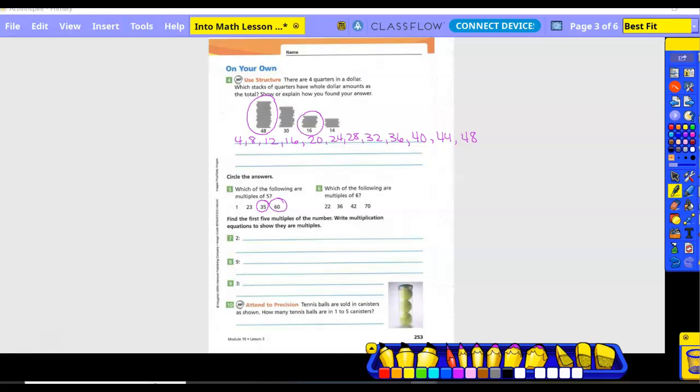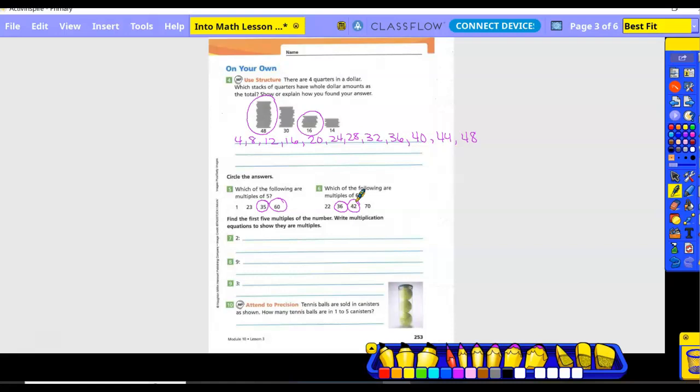Okay, number 6. Which of the following are multiples of 6? So we're going to start with what, guys? 6. So 6, 12, 18, 24, 30, 36. Oh, circle 36. 36. What's next? 42. What's next? 48. Next? 54. 60. 66. 72. And then we're done there, right?